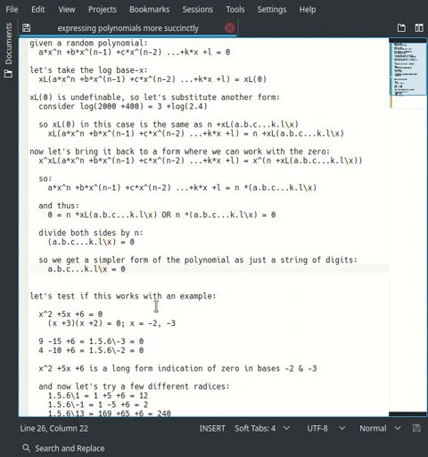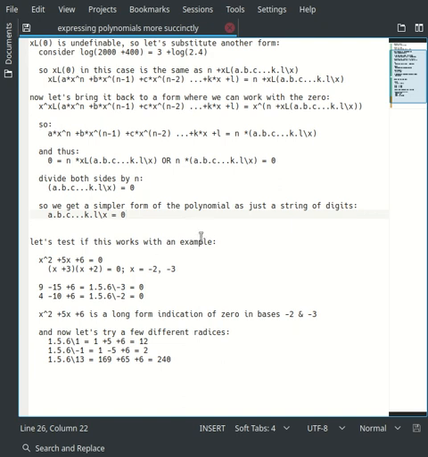Okay. So now let's test if this works with an example. We have this polynomial here, this quadratic that we can solve pretty easily. We want two numbers that add up to 5 and multiply together to give us 6, so positive 2 and positive 3. And that means our x is negative 2 and negative 3.